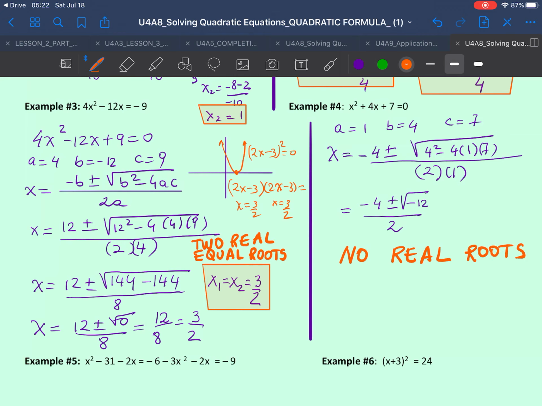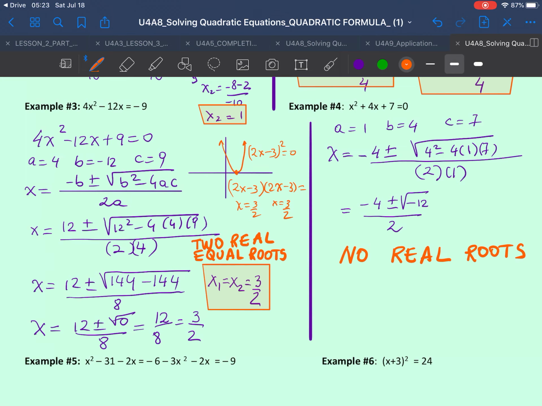Now, why do we say no real roots? Are there roots that are unreal? Well, as a matter of fact, there are unreal roots. We call them imaginary roots, but that's something you look into in grade 11 math course, okay?